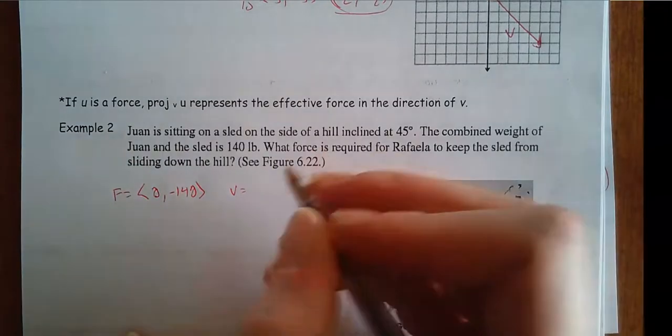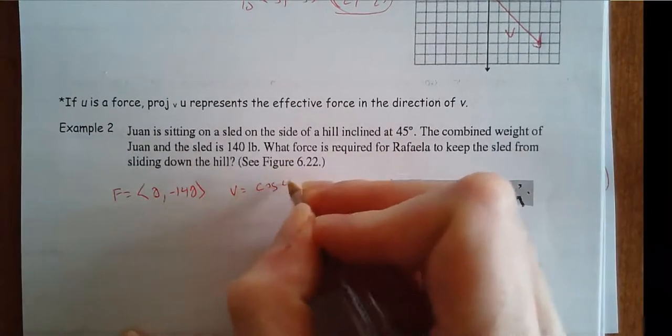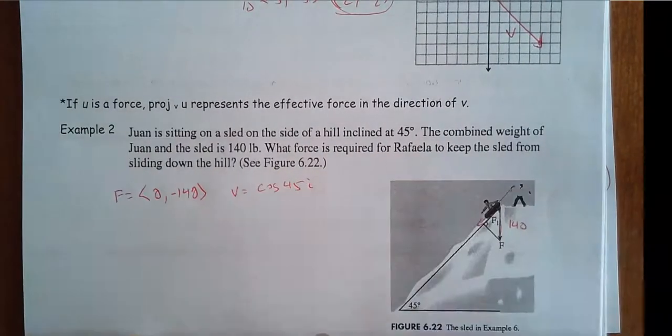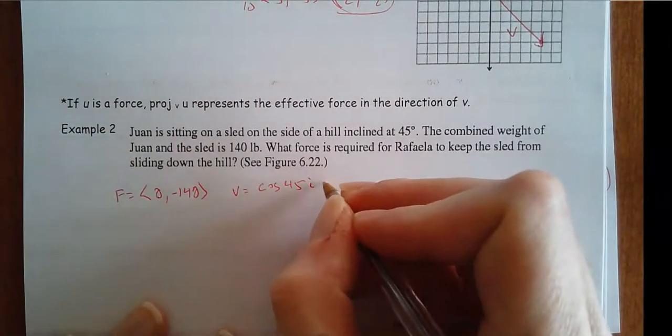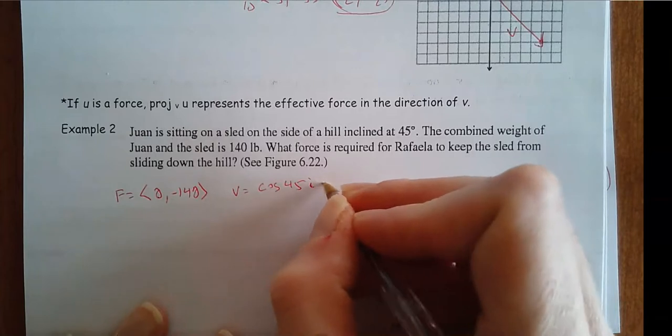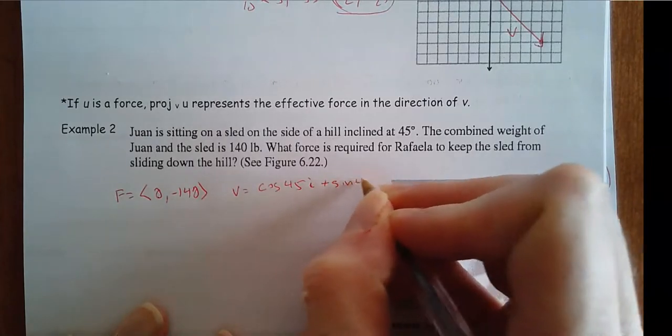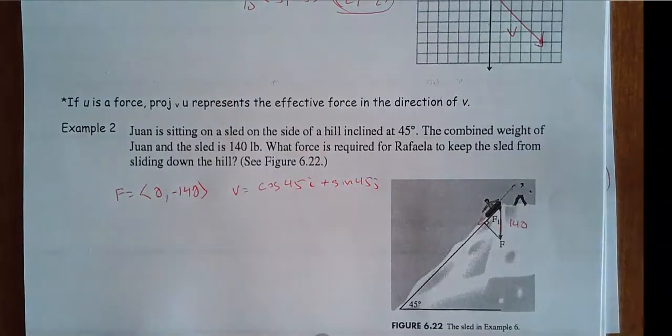That would be cosine 45 i. I'm just going to call it i because I don't know how many i's. We'll just say cosine 45 i, again, we're using unit vectors here, plus sine 45 j. So I just want to know the direction because I don't know the magnitude yet. That's what I'm trying to find, the magnitude. So I'm going to just call the direction first.